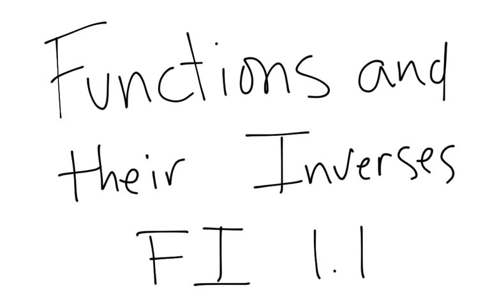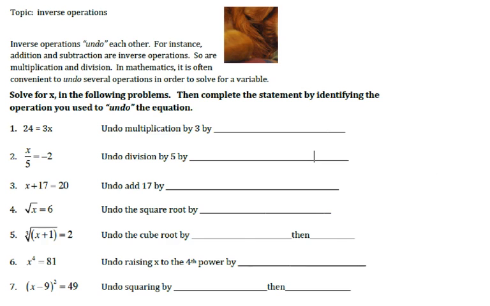Alright, let's take a look at functions and their inverses, also commonly known as FI 1.1. Looking at this first part, it says inverse operations undo each other. For instance, addition and subtraction are inverse operations, so are multiplication and division. In mathematics, it is often convenient to undo several operations in order to solve for a variable.